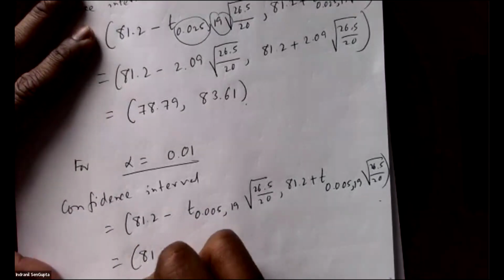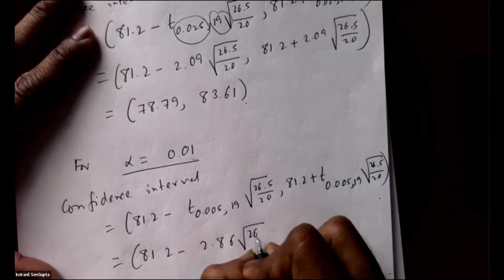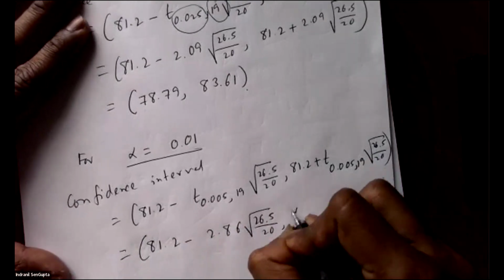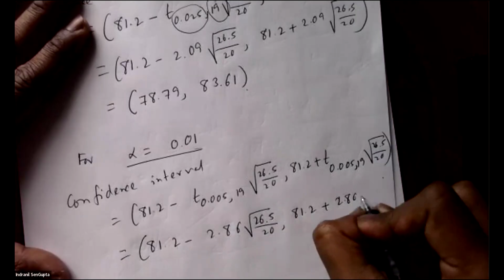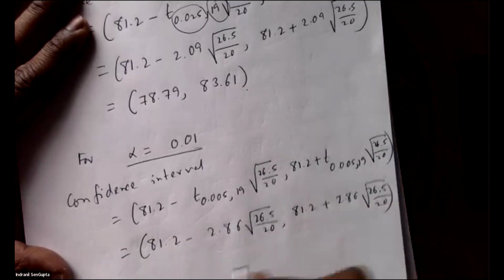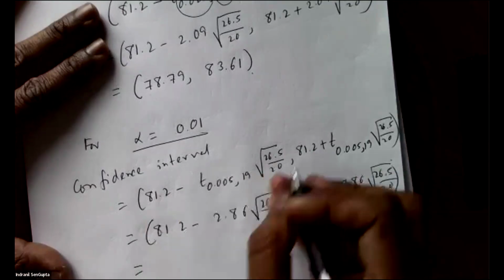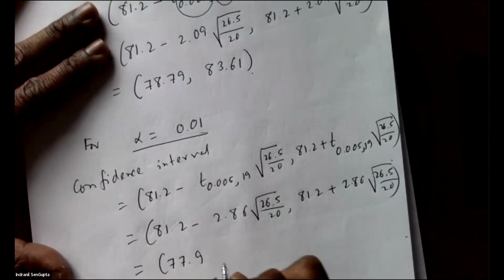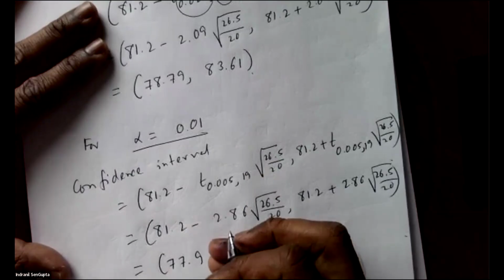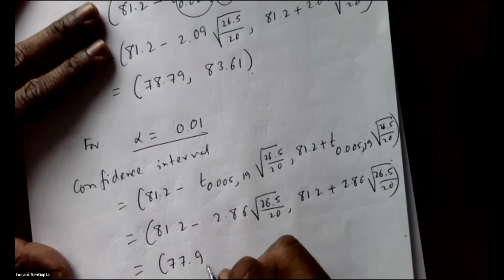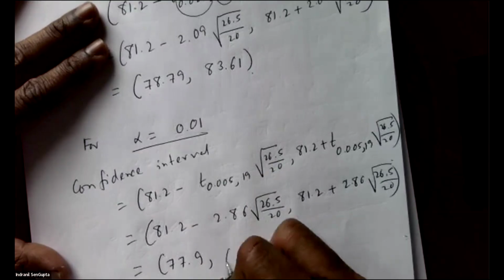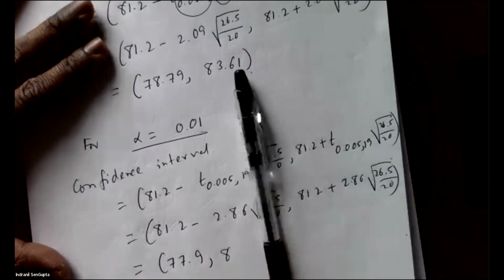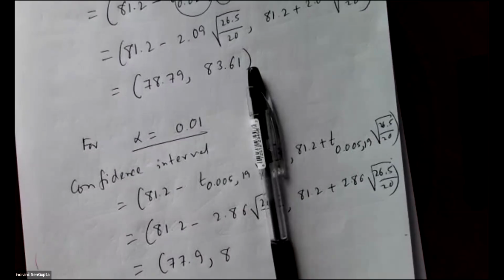So it's 81.2 minus 2.86 times the square root of 26.5 over 20, and 81.2 plus 2.86 times the square root of 26.5 over 20. If you compute this, the interval is actually 77.9 to 80. Let me quickly check it with a calculator. I'm just trying to see what this result is.